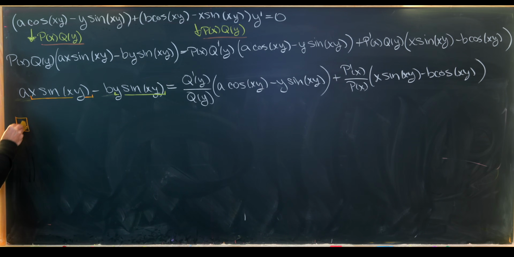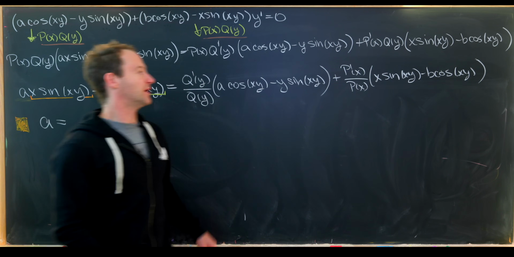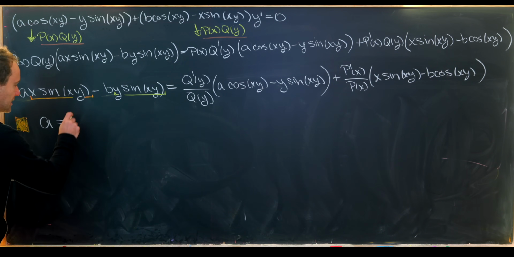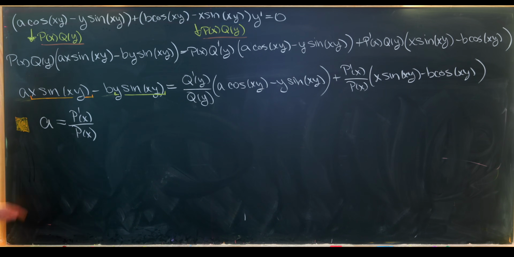Okay, so I'll put this orange box here to say that we're extracting the coefficients of x sine xy from both sides. So that'll leave me with a on the left-hand side. Then what do we get on the right-hand side? Well, there's no x sine xy here, but there is here, and its coefficient is p prime over p. So we've got p prime of x over p of x. So perhaps that's our value for p prime over p, and we can take that value and figure out what p is, but we'll wait to do that.